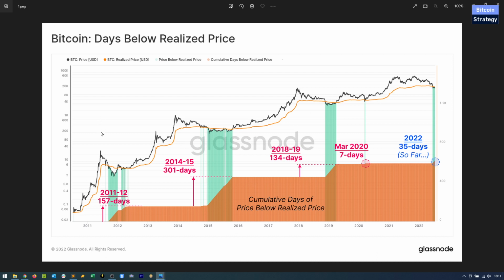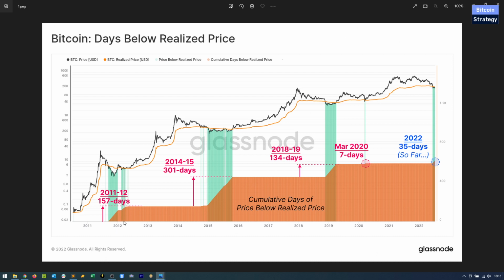Now on this chart, we can see those bear markets quite nicely drawn out, right? These different cycles in Bitcoin. And what we see here in green are the periods where the market price has been below the realized price. So in aggregate, Bitcoin investors had been in the losses. Now, what's this orange area over here? It's the cumulative days of price below the realized price. In other words, it's an attempt to try to find out how long on average in a bear market people are in losses until Bitcoin recovers again.